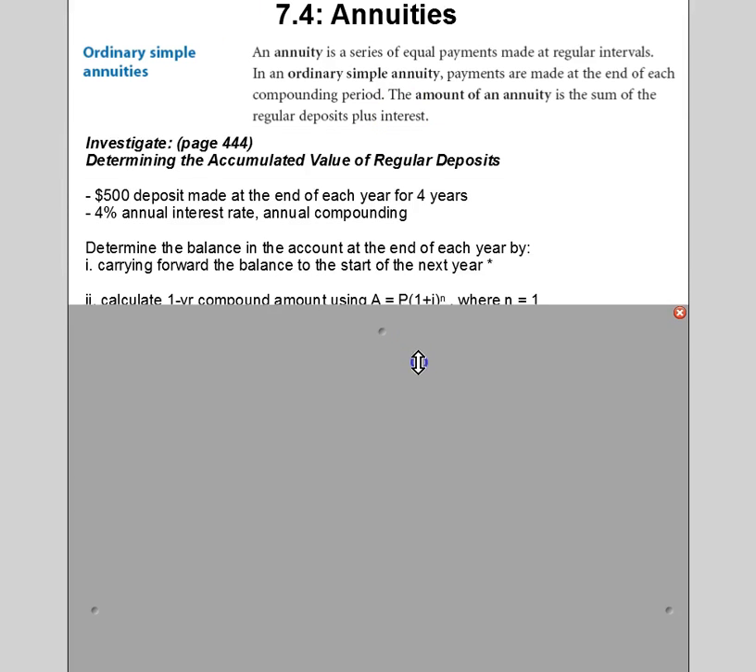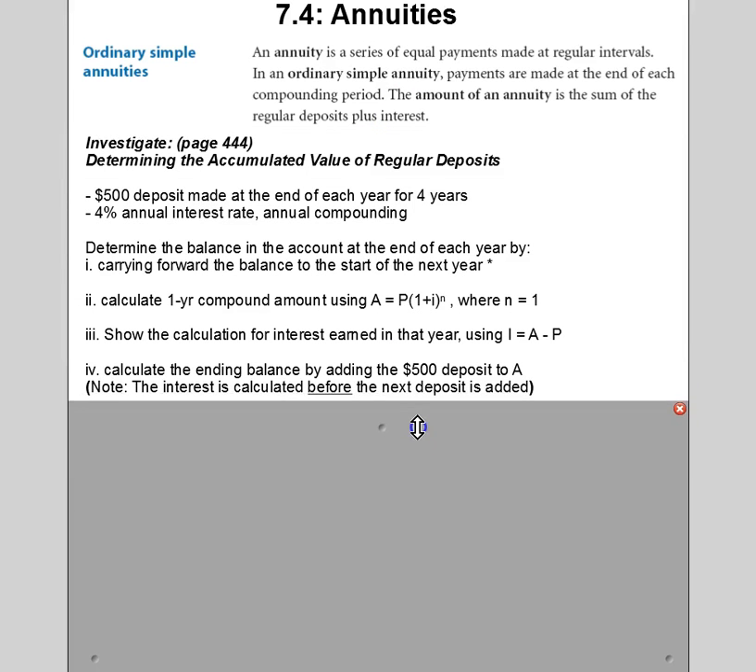When we look at how to tabulate the growth of an annuity, we need a scenario to look at and a couple of simple rules to follow. So let's use the investigation in our textbook, which is found on page 444 in your textbook. You have this situation.